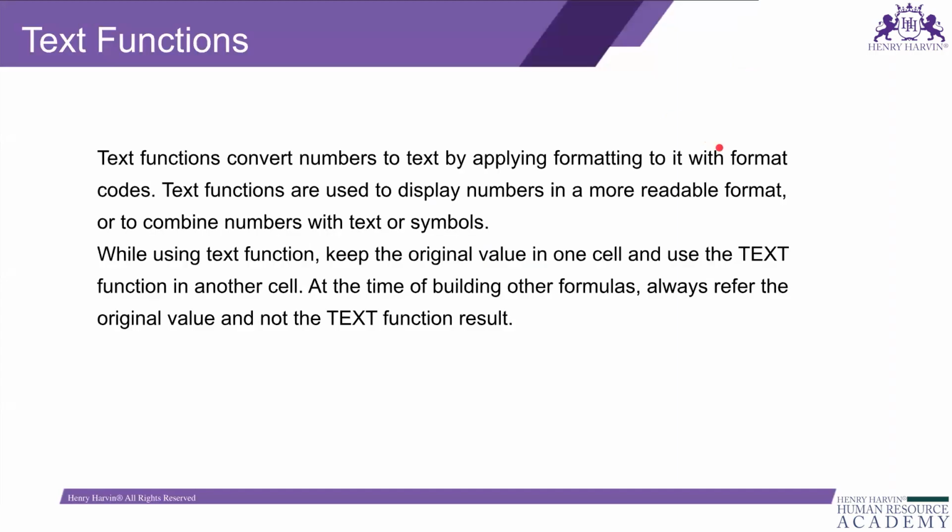Text functions convert numbers to text by applying formatting to them with format codes. The text functions are used to display numbers in a more readable format or to combine numbers with text or symbols. While using the text function, keep the original value in one cell and use the text function in the other cell, just to make sure that whatever data you are converting into text, it is the same.